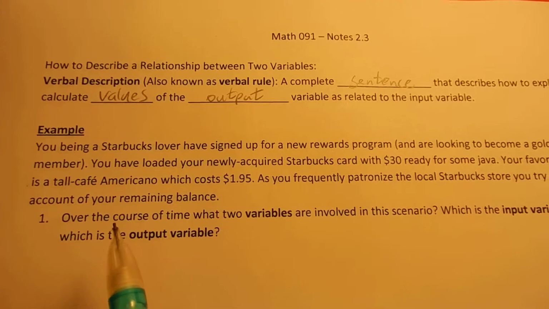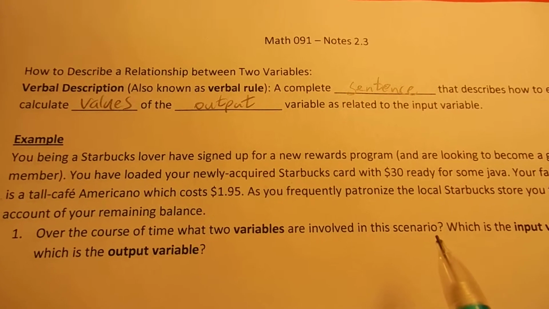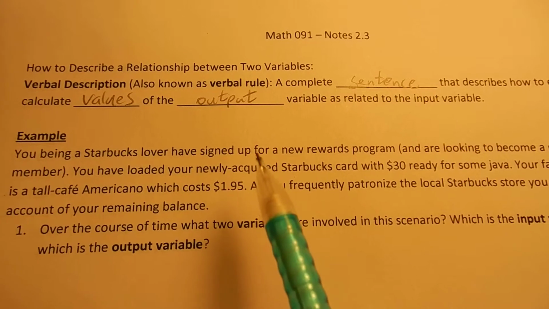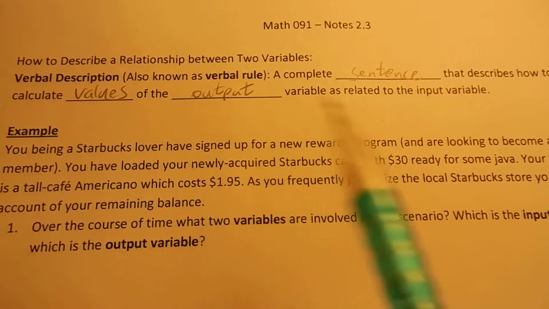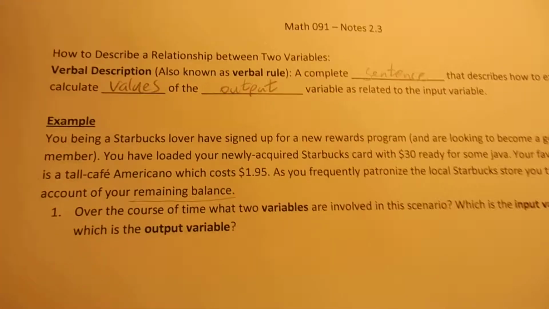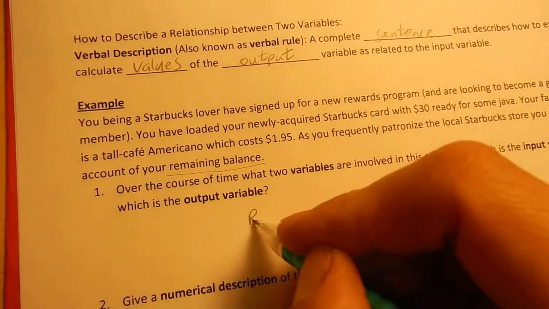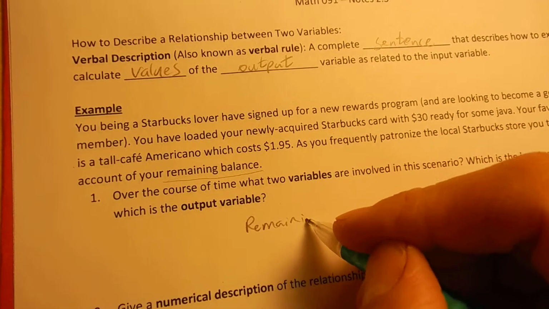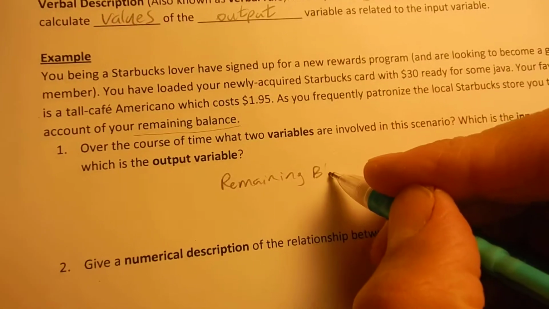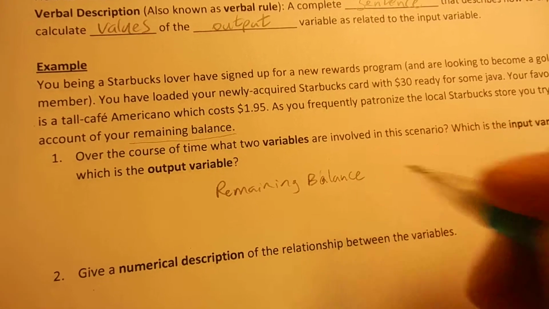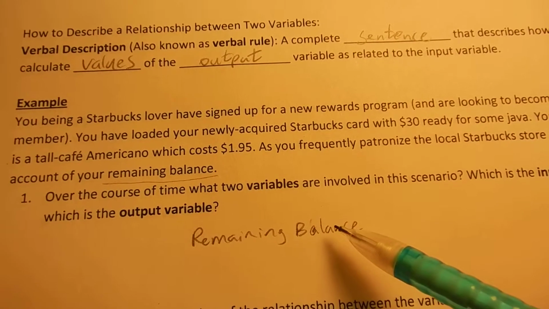So question number one here is, over the course of time, what two variables are involved in this scenario? So over the course of time, what's happening here? What quantity is changing? And so hopefully you see right away or thinking the remaining balance is changing, but over the course of time, what else? So let me write that down here. Remaining balance. What else is happening revolving around this remaining balance?